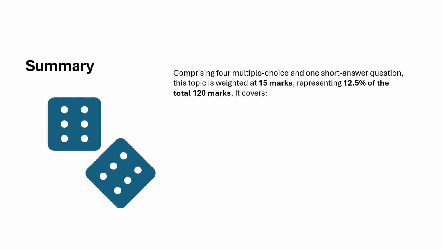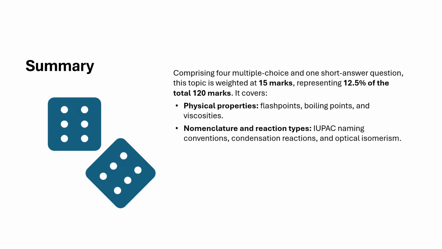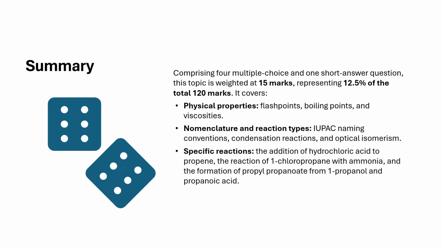Comprising 4 multiple choice and 1 short answer question, this topic is weighted at 15 marks, representing 12.5% of the total 120 marks. It covers physical properties, flashpoints, boiling points, and viscosities. Nomenclature and reaction types, IUPAC naming conventions, condensation reactions, and optical isomerism. Specific reactions, the addition of hydrochloric acid to propene, the reaction of 1-chloropropane with ammonia, and the formation of propyl propanoate from 1-propanol and propanoic acid.